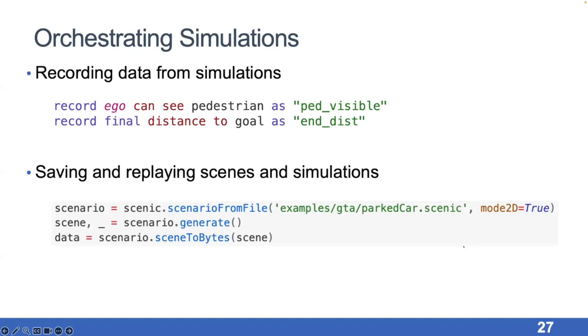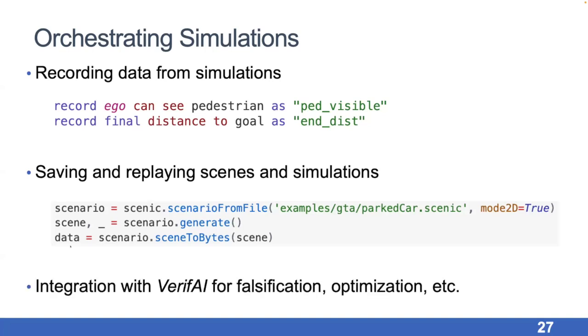So just to give a hint of that here, I'm calling some SCENIC API to compile this SCENIC program. I am generating a scene from it, and I can serialize that to some bytes. And if I reload those bytes, I get the exact same scene. So everything will be positioned in the same way. You can do the same thing with entire simulations also, as long as your simulator is deterministic. We don't have control over the simulator internally, of course. But if your simulator is deterministic, we can save and restore entire simulations.